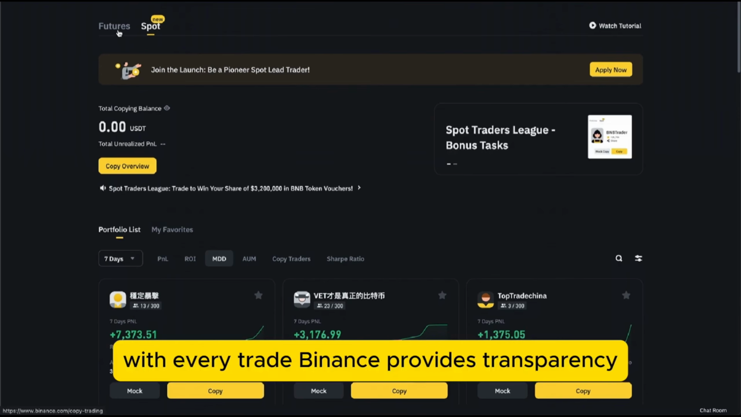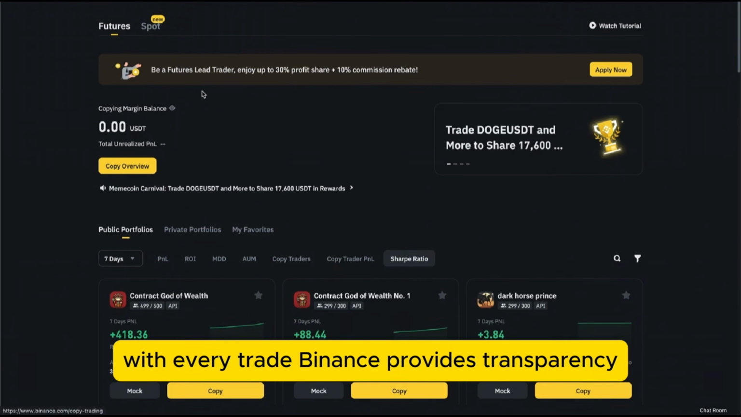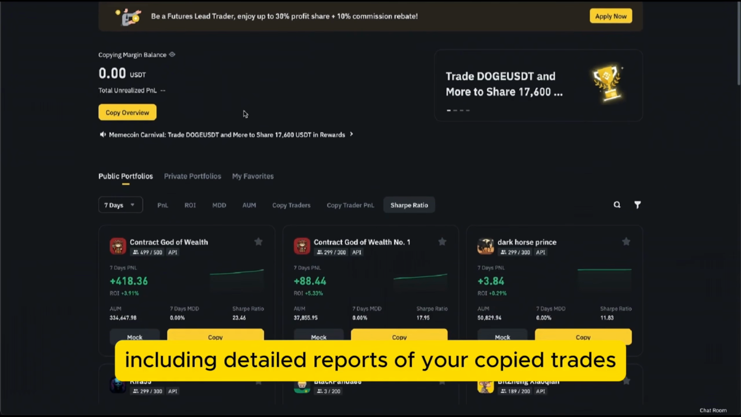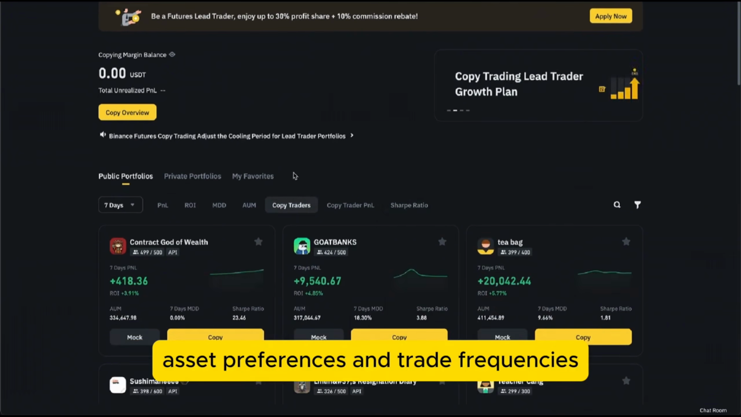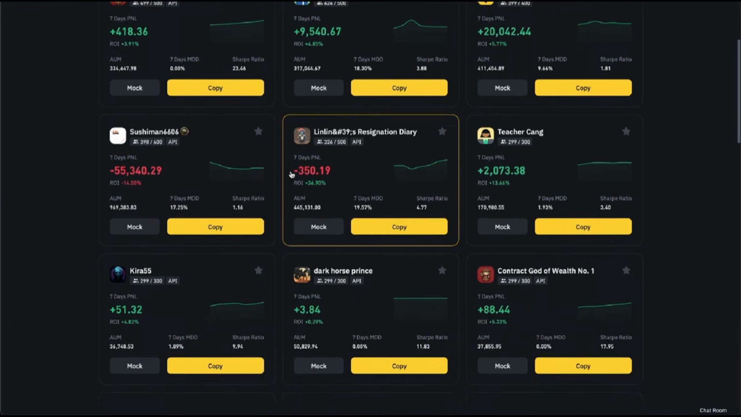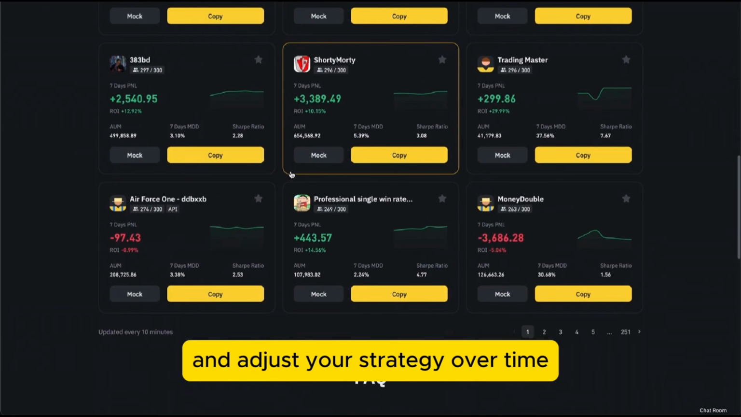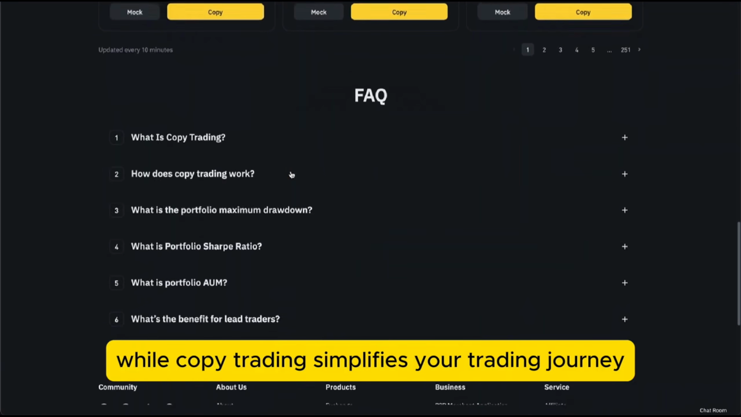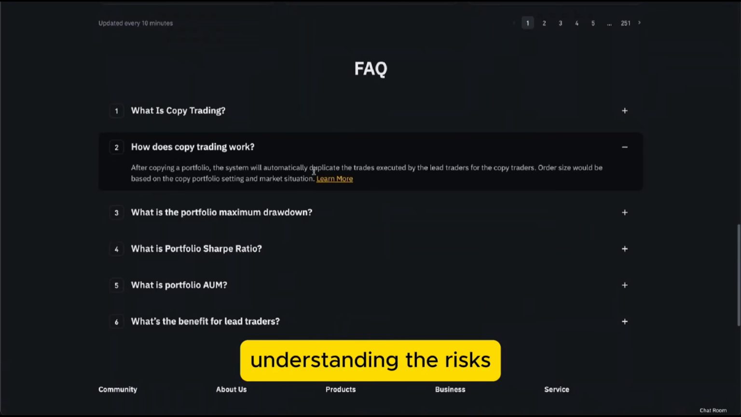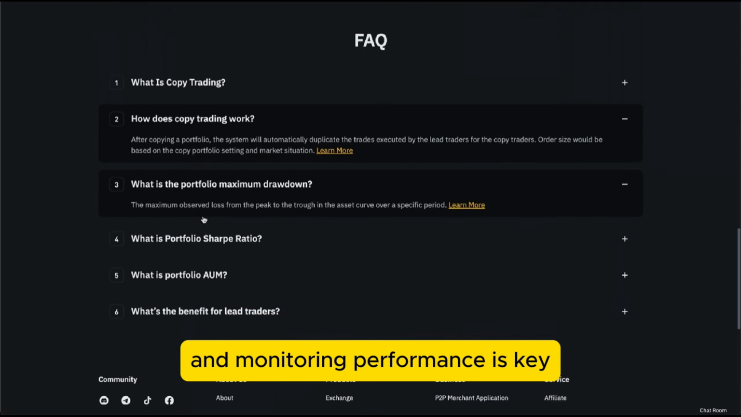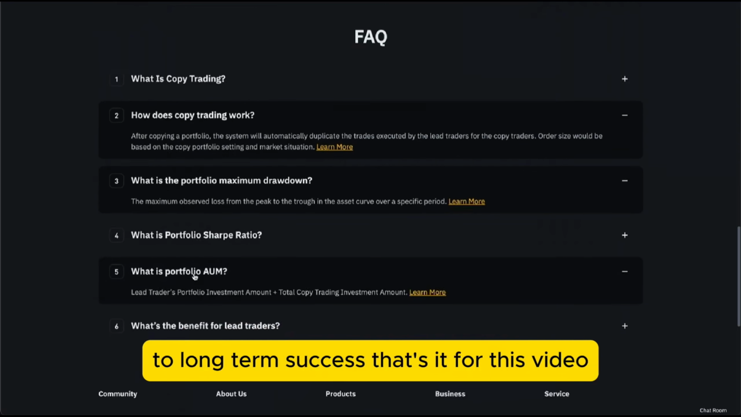With every trade, Binance provides transparency, including detailed reports of your copied trades, asset preferences, and trade frequencies. This makes it easy to track your progress and adjust your strategy over time. Remember, while copy trading simplifies your trading journey, understanding the risks and monitoring performance is key to long-term success.